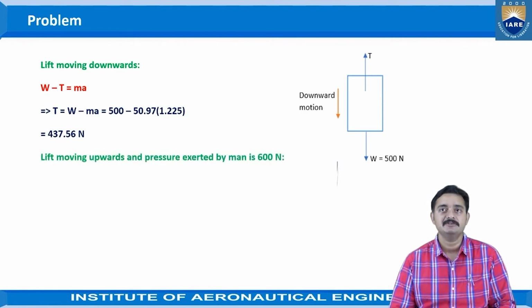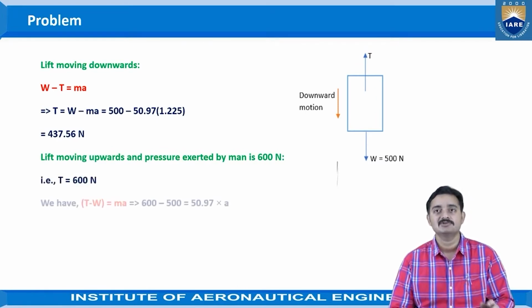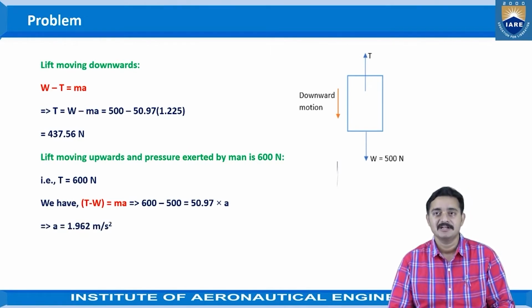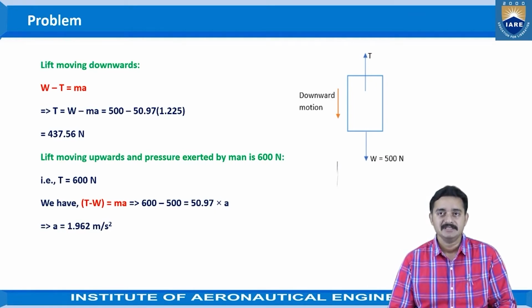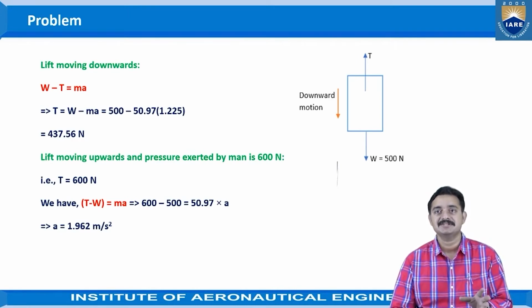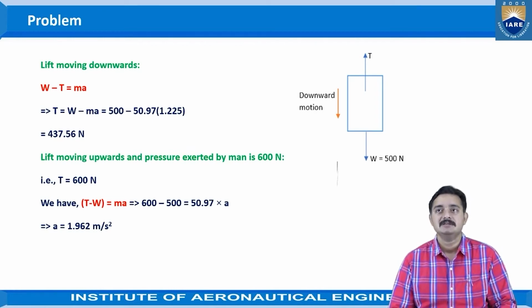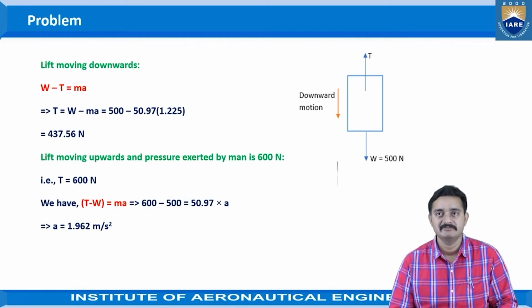Then coming to third one, lift moving upwards and pressure exerted by man is 600 newtons. That is, T is equal to 600 newtons. Now we have T minus W is equal to MA. Which when we solve this, we will be obtaining 600 minus 500 is equal to 50.97 into A. So ultimately when we solve this, A can be obtained as 1.962 meters per second square. Okay, so this is the acceleration when the man exerts a pressure of 600. Nothing but the tension is 600 newtons. Then what would be the acceleration when the lift is moving upwards? So this is how the problem of motion of the lift will be considered.